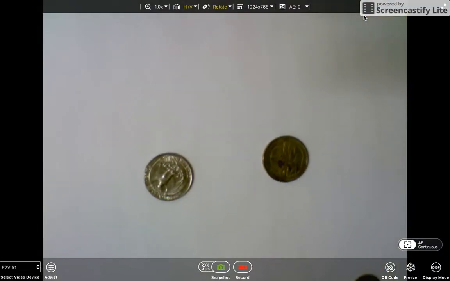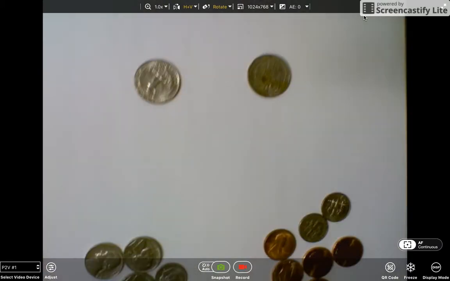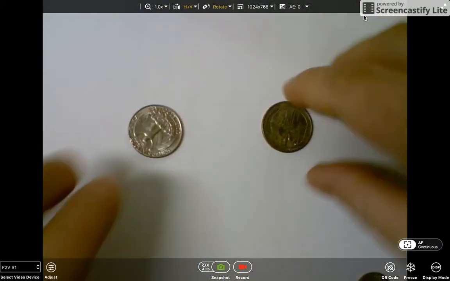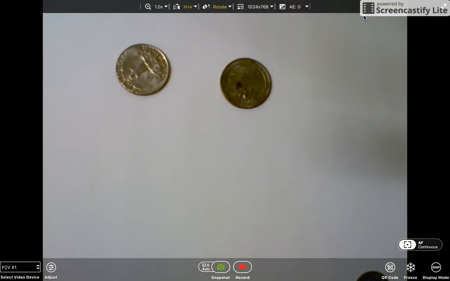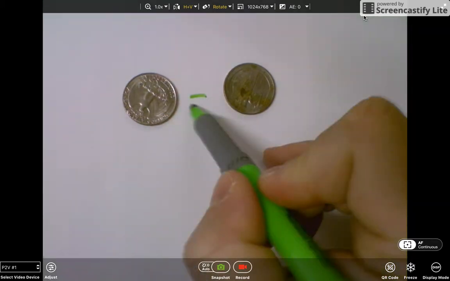Right. In this video, I'm going to teach you how substitution works. And to do that, I'm going to demonstrate using money. The first thing that you have to realize, it has to do with these two quarters, is that a quarter equals a quarter.